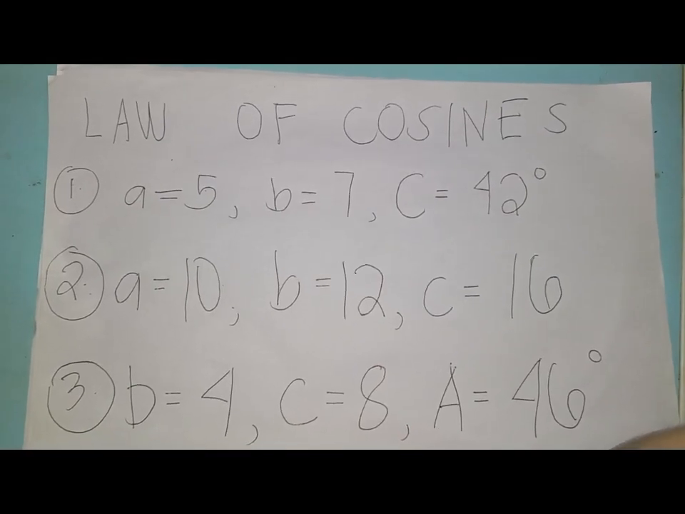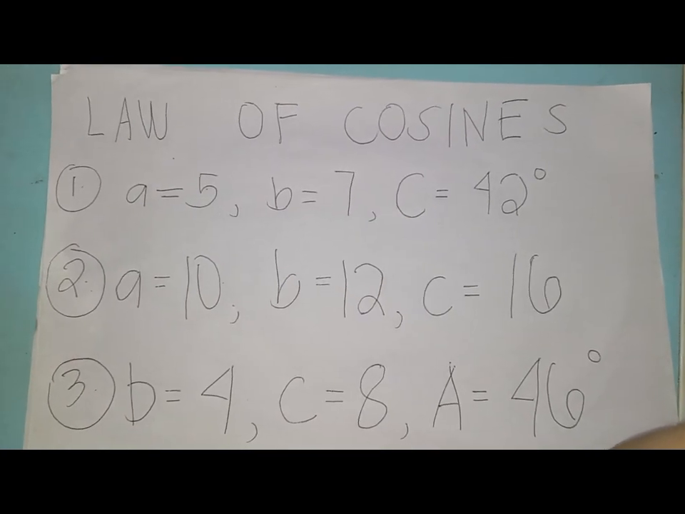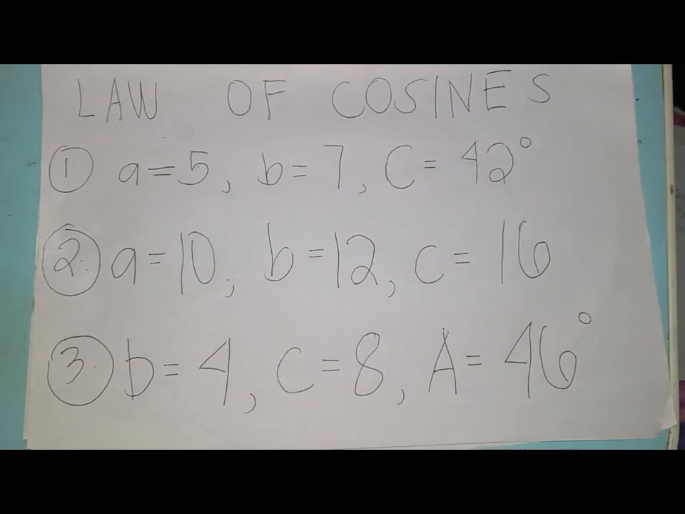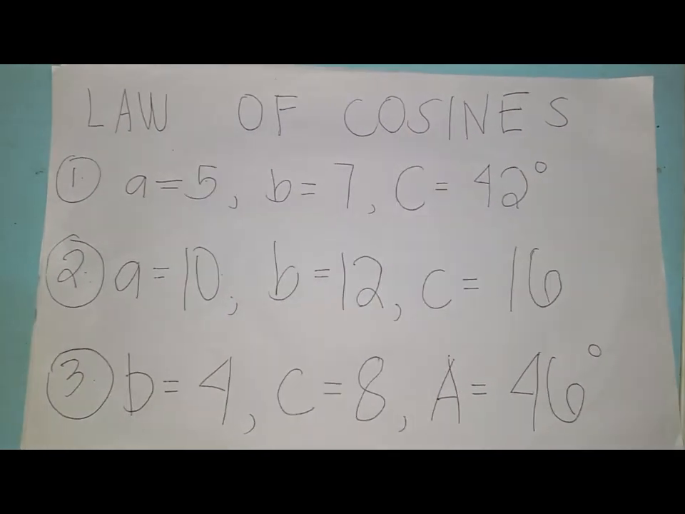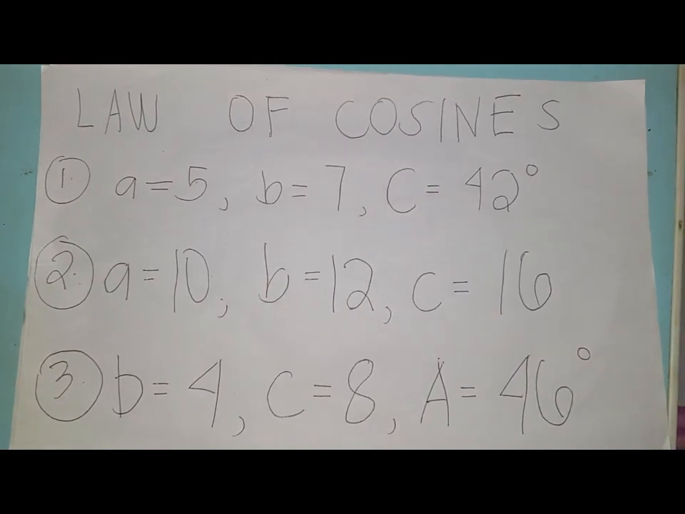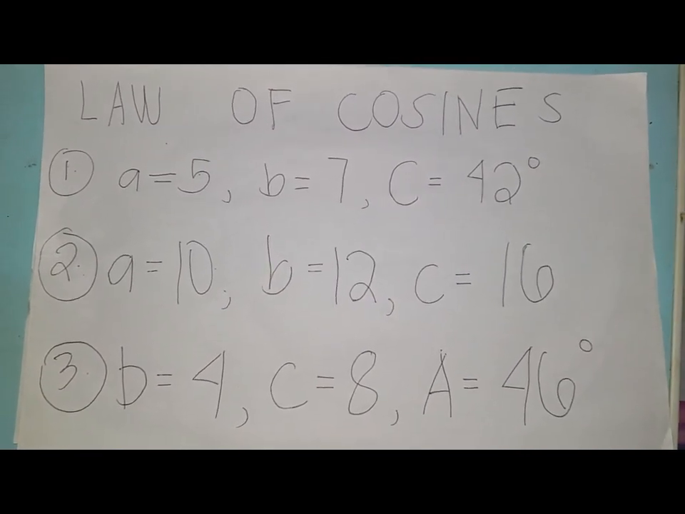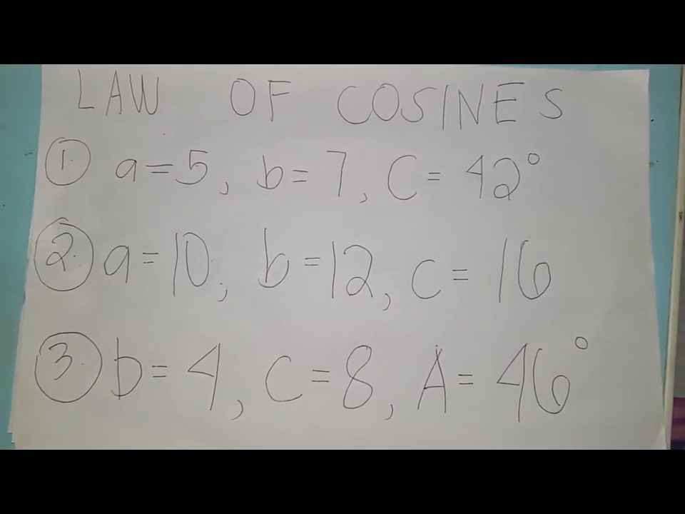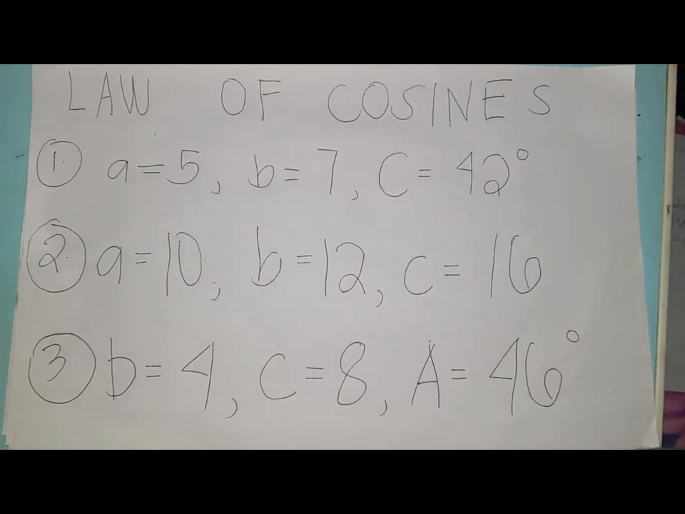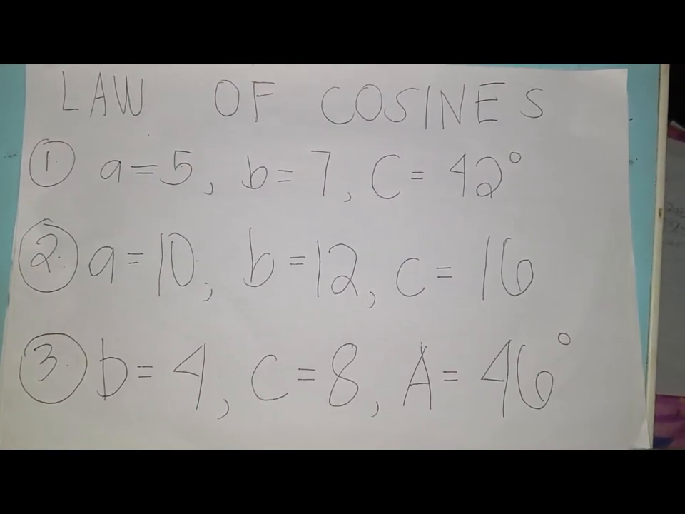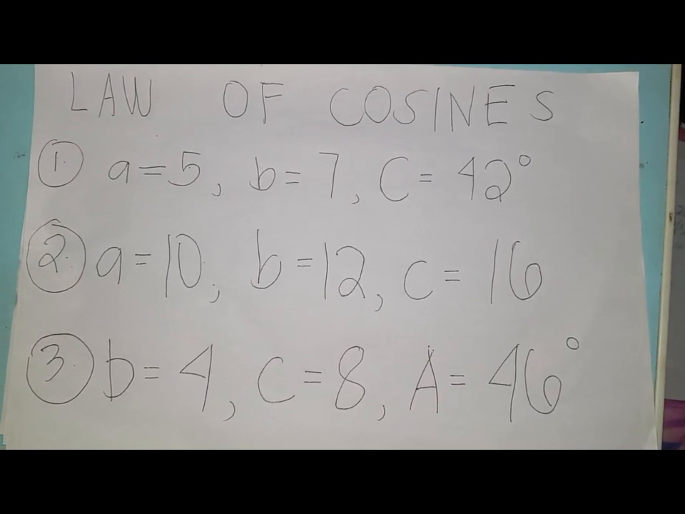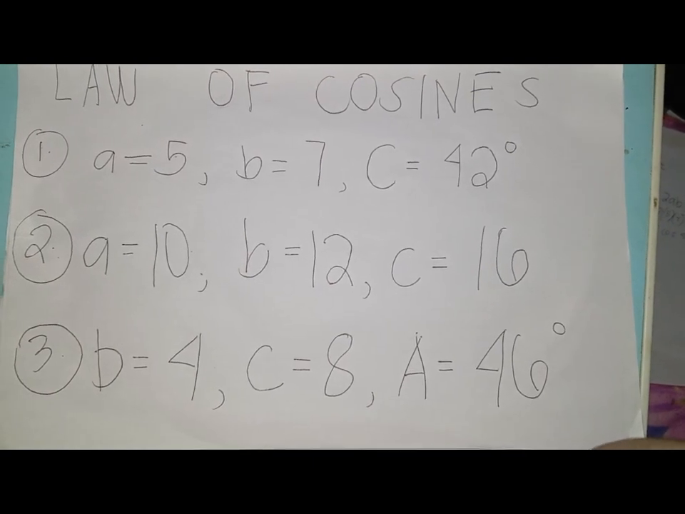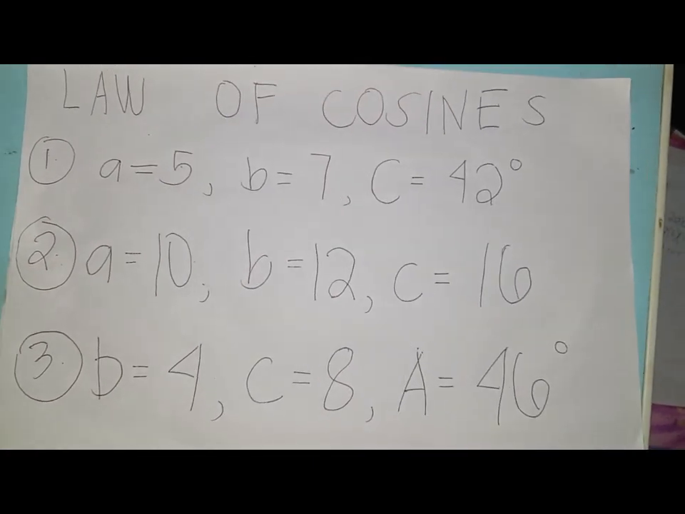So these are our 3 exercises that we are going to answer right now, using the law of cosines. Number 1: a equals 5, b equals 7, C equals 42 degrees. Number 2: a equals 10, b equals 12, c equals 16. Number 3: b equals 4, c equals 8, A equals 46 degrees.